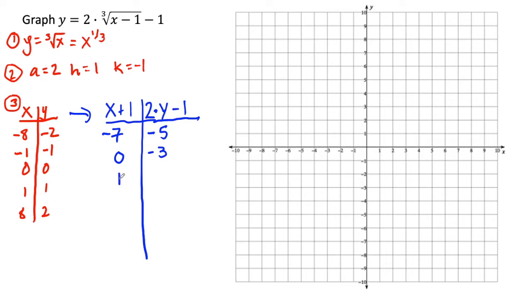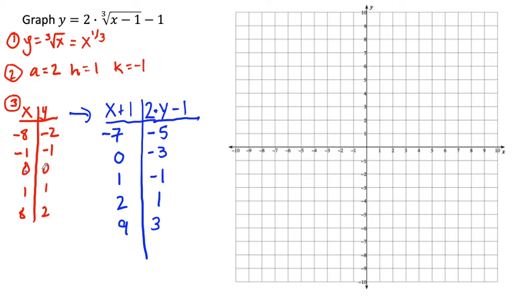0 plus 1 gives me 1. 2 times 0 minus 1 is -1. 1 plus 1 gives me 2. 2 times 1 is 2, minus 1 is 1. 8 plus 1 is 9. 2 times 2 minus 1 is 3. And so now I have 5 points to draw this.